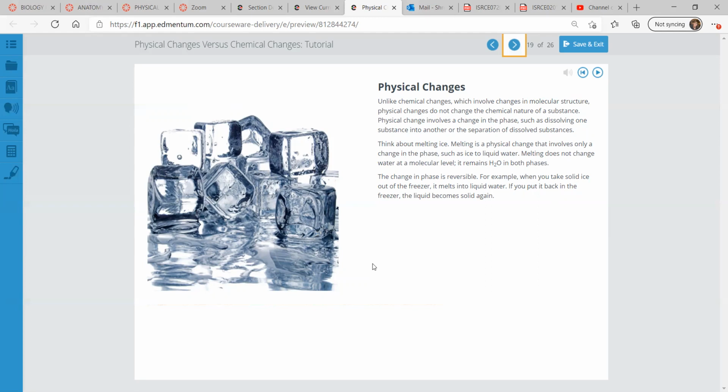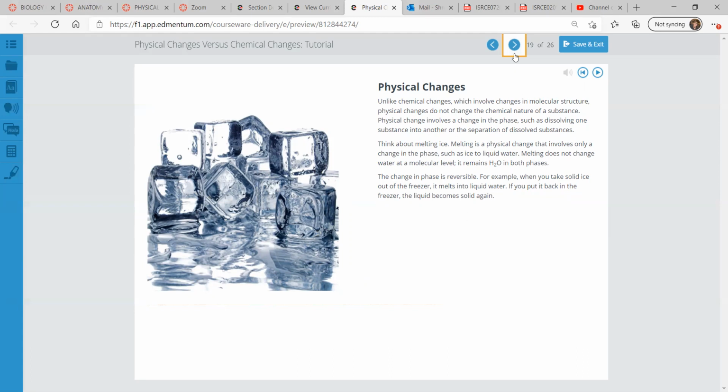Melting is a physical change that involves only a change in the phase, such as ice to liquid water. Melting does not change water at a molecular level. It remains H2O in both phases. The change in phase is reversible. So for example, when you take solid ice out of the freezer, it melts into liquid water. If you put it back in the freezer, the liquid becomes solid again.